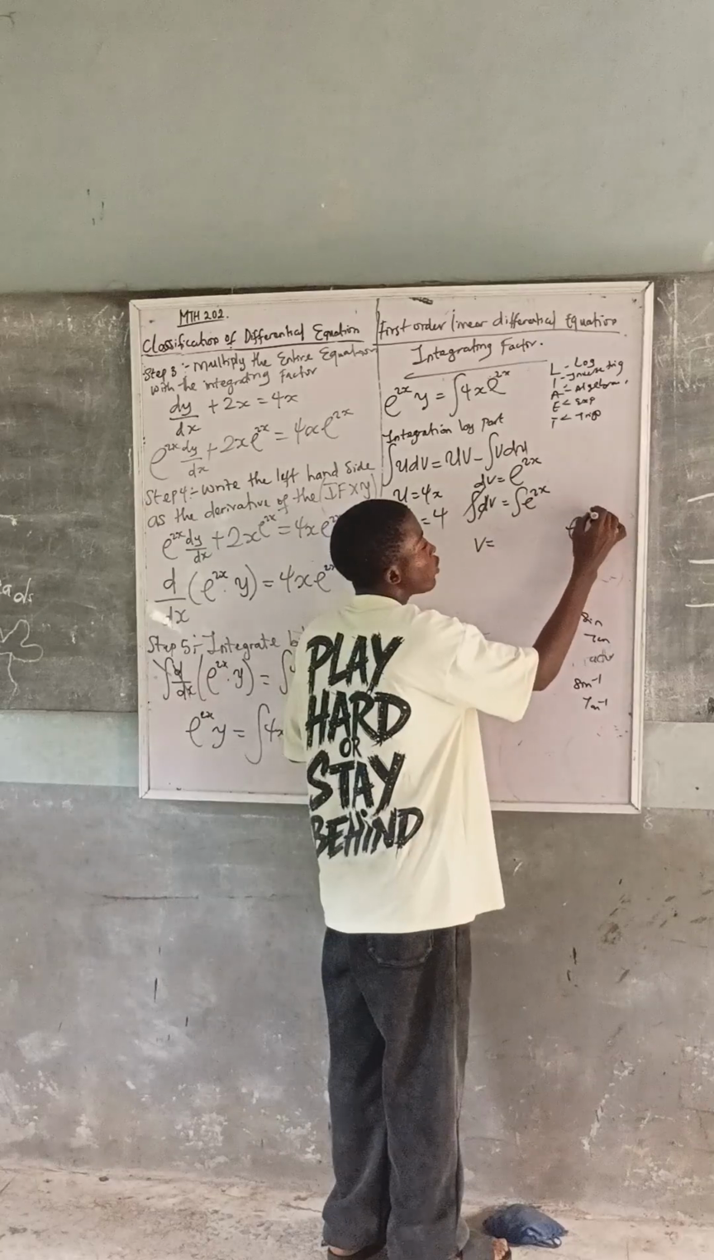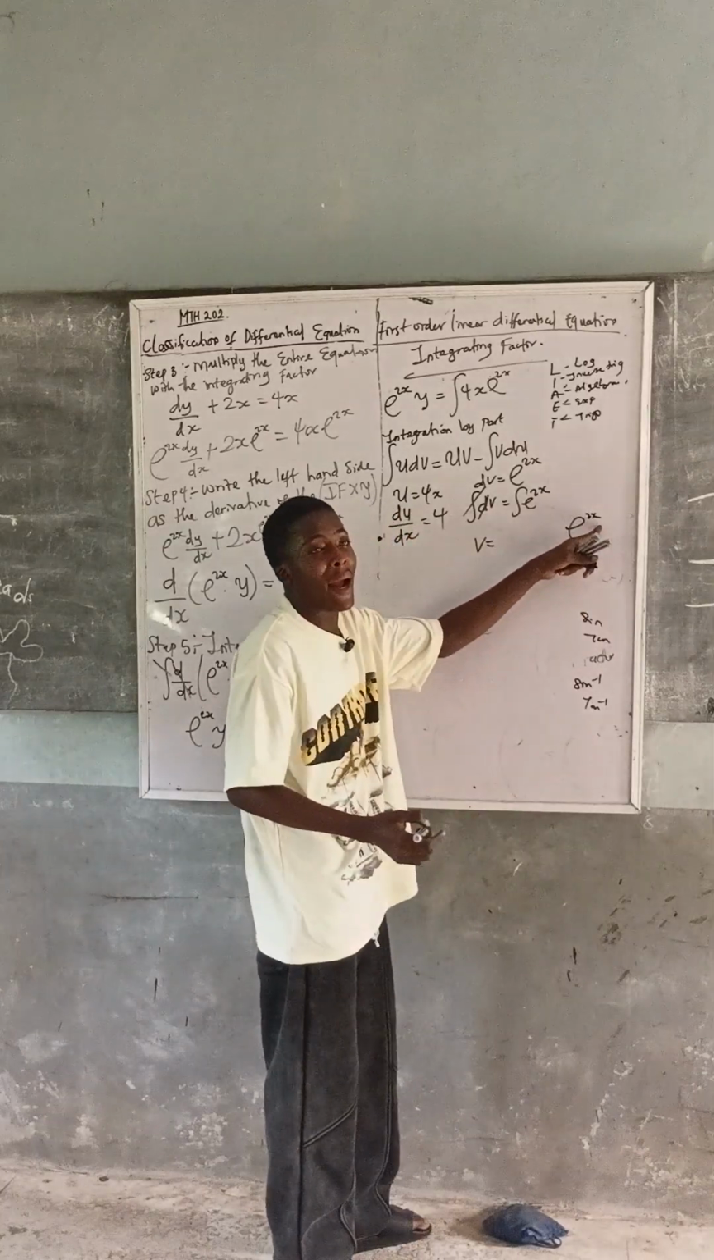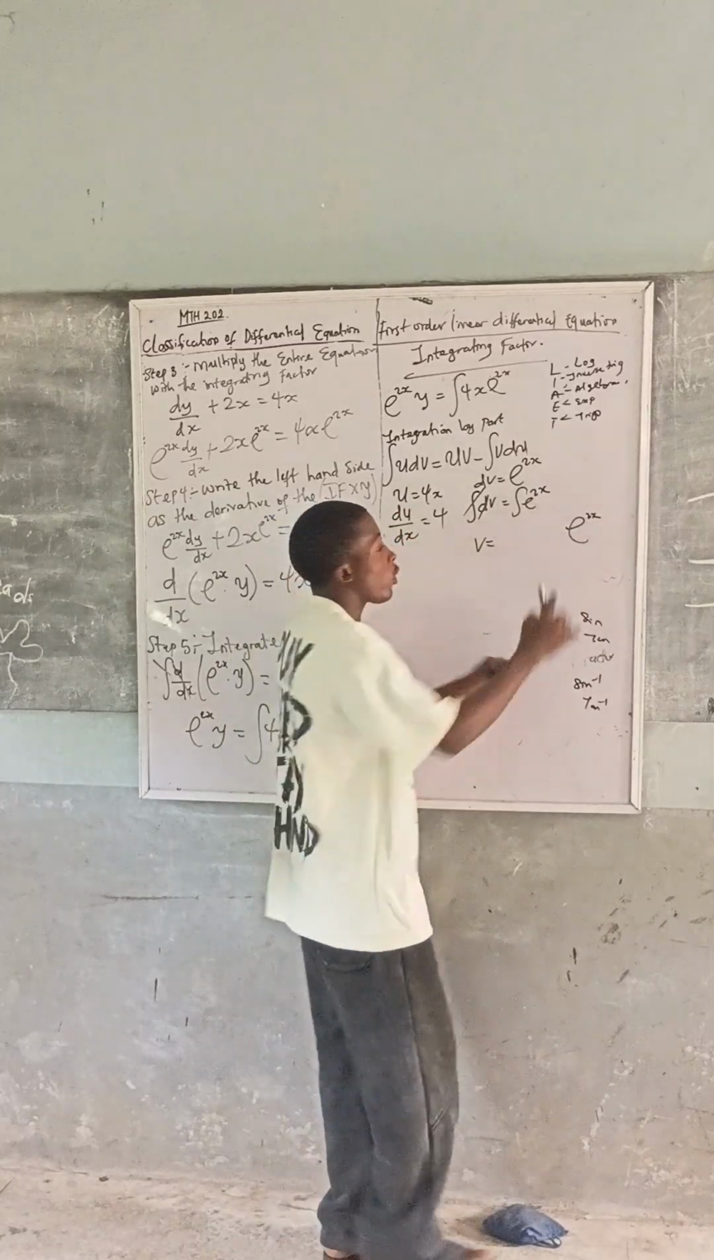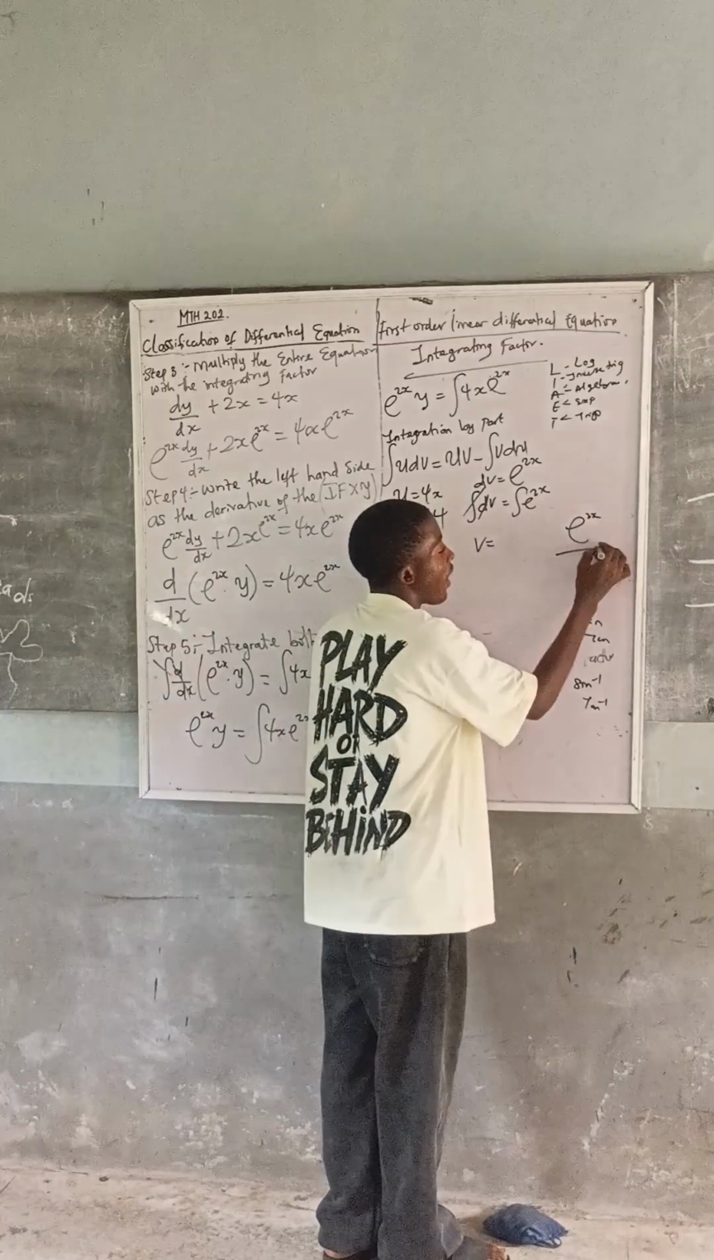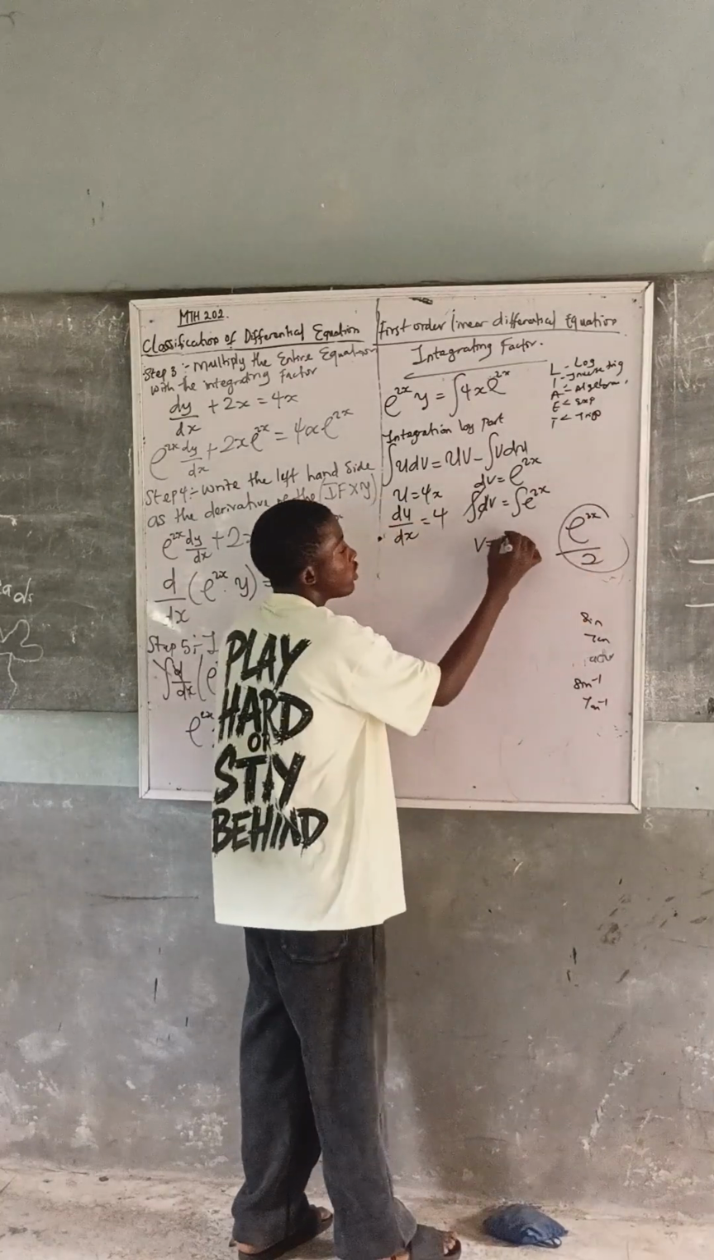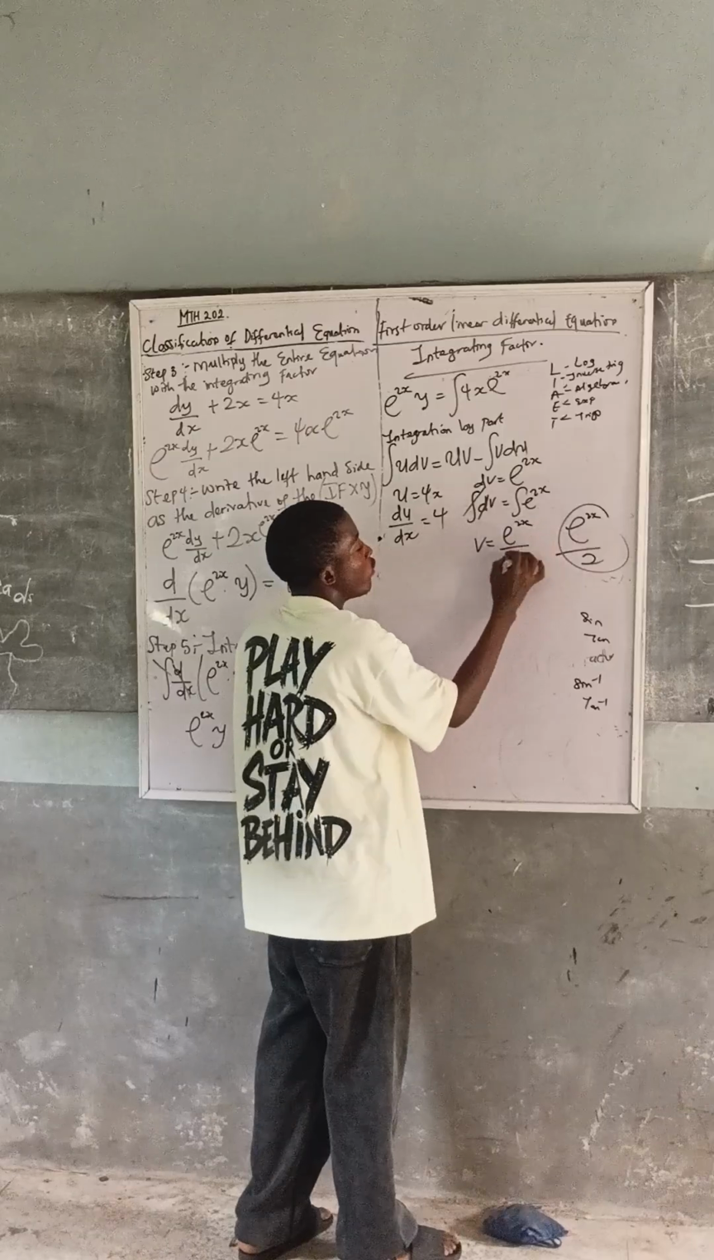We have exponential 2x. What do you do? Divide by the coefficient of x. What is the coefficient of x here? 2. Divide by 2. That's the answer. Our v is exponential 2x all over 2.